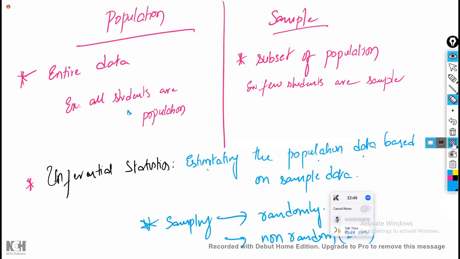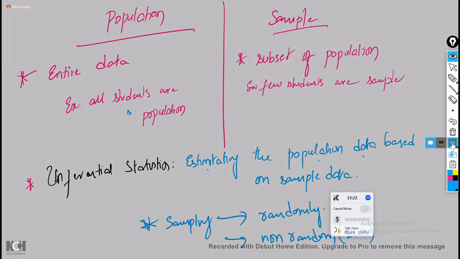Suppose you have the population data and you are analyzing only the population data. Then there is no need for inferential statistics. There is no concept of inferential statistics, only descriptive statistics. If you have the entire population data, inferential statistics is not applicable. Inferential statistics is applicable only when we work on sample data and have to project the population. Is that clear, guys?